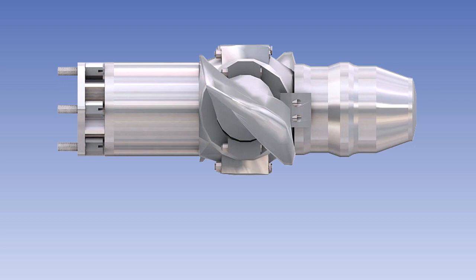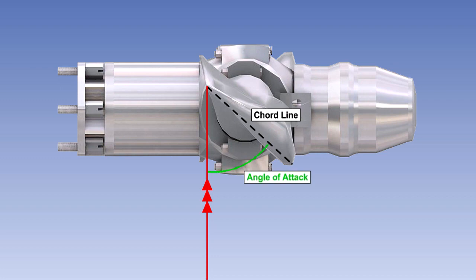The amount of lift produced by the propeller blade and the amount of air that is displaced backwards is a function of the angle of attack. The angle of attack is the angle between the relative airflow and the chord line of the aerofoil. The greater the angle of attack, the greater the lift force, and the greater the amount of air displaced rearwards.